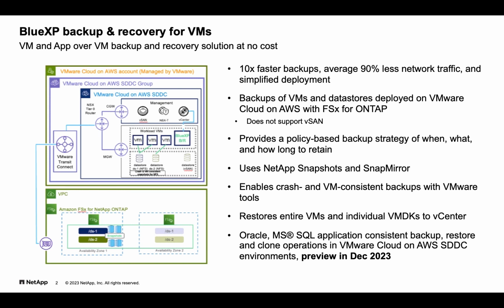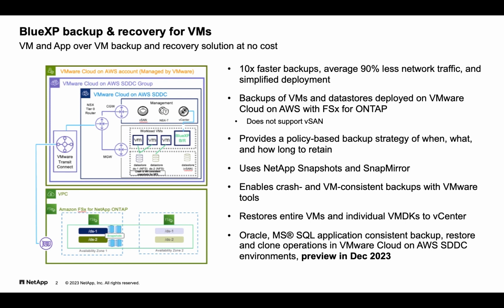So let's take a moment to review the overview of BlueXP backup and recovery for VMs before we dive into the demo. This product is specifically designed for VMC FSxN customers and is available as an OVA bundle on the NetApp support site. It provides policy-based faster backup and restore capabilities and relies on NetApp's proprietary snapshot and SnapMirror technology. In its 1.0 release, BlueXP backup and recovery for VMs supported crash consistent and VM consistent backups and restores at the VM or VMDK level.